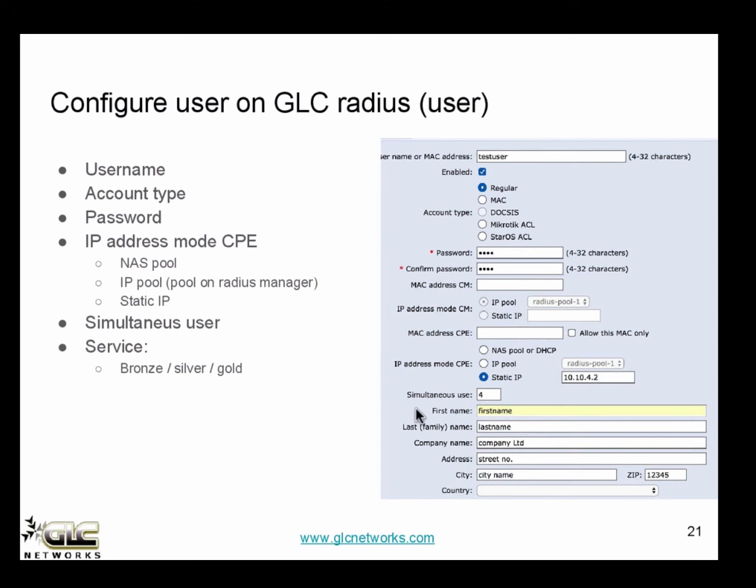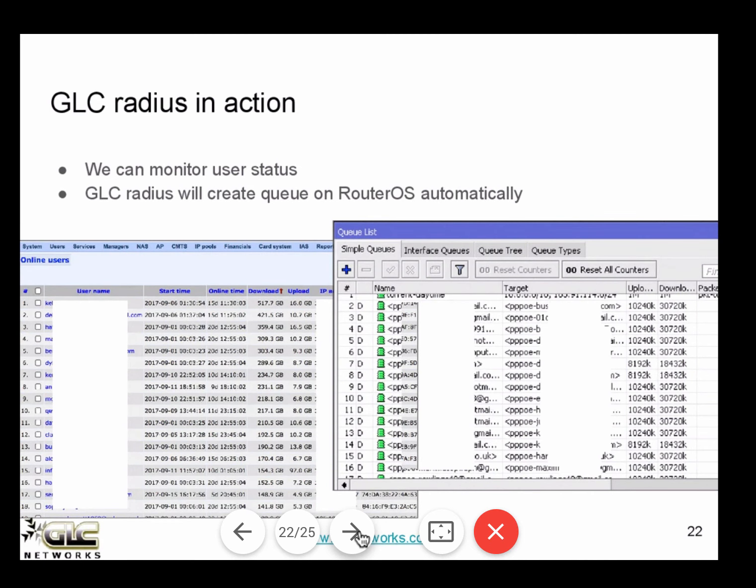Next is the service. The service will be assigned to the radius, as simple as that. You already defined the username and password. Okay, the service. And then here's the GLC Radius in action.